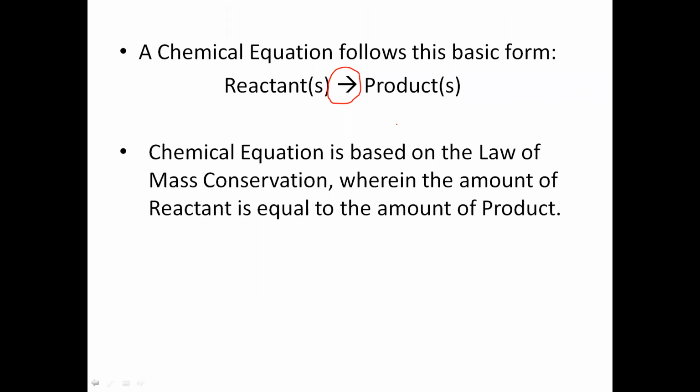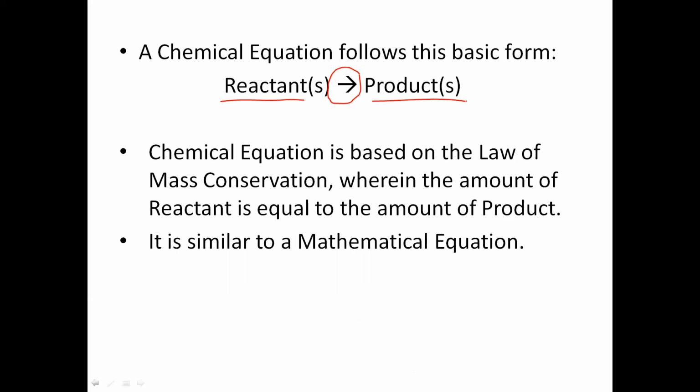Now, chemical equation, remember, is based on the law of mass conservation. So this generally states that whatever is the amount of the reactant here should also be equal to the amount of product. That's the reason why a chemical equation is also similar to a mathematical equation. So you can say that this arrow sign is like the equal sign. Whatever amount is in the reactant should always be equal to the amount of the product. So that is the law that is being observed in chemical equation, the law of mass conservation.